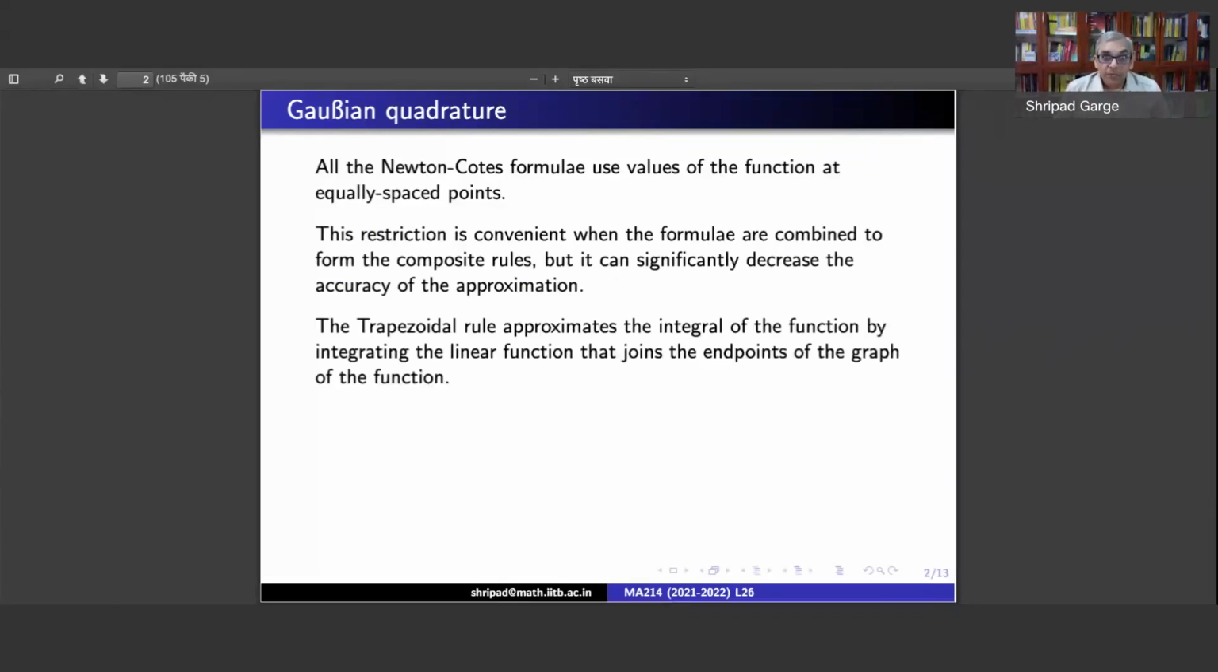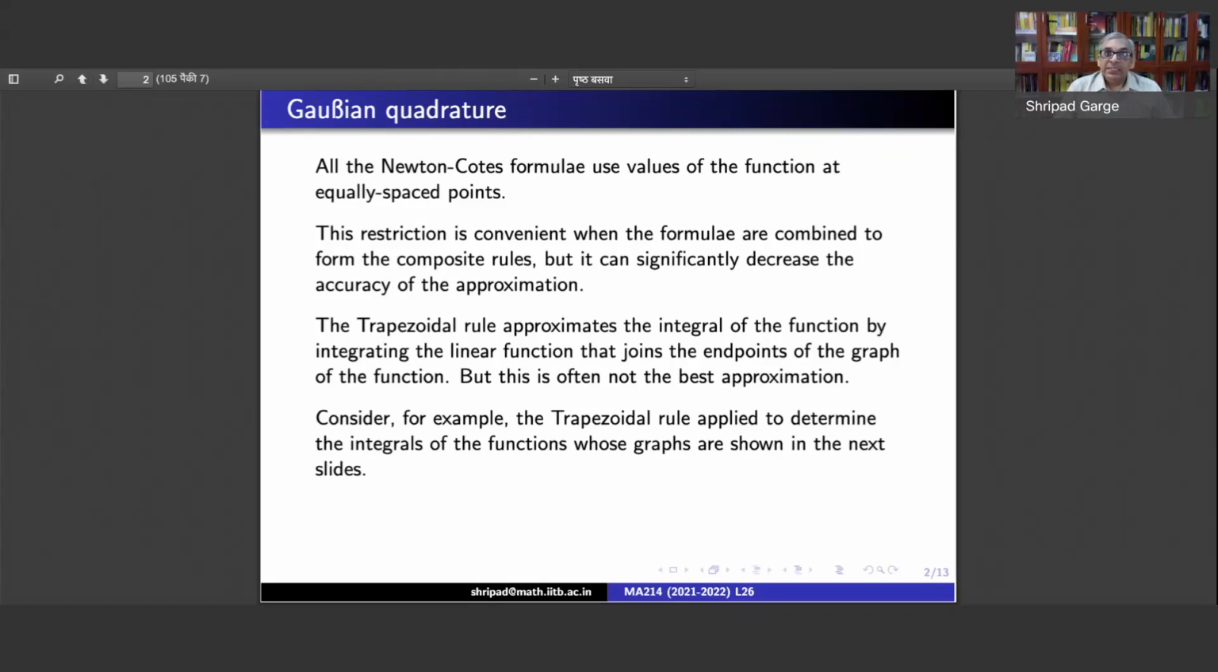For instance, if you were looking at the trapezoidal rule, what does it do? It looks at the endpoints of your interval and just joins them by a straight line. And then you integrate by taking the area under that line. So that gives you a trapezoid. You compute its area, and that we declare as the approximation to our integration. But this is often not the best approximation, because almost always the straight line is not going to give you a good approximation to the graph of the function.